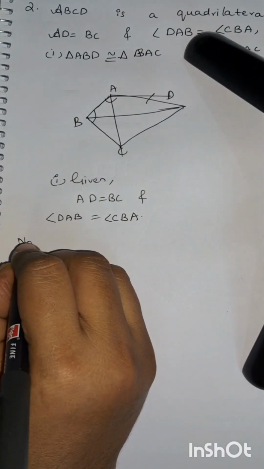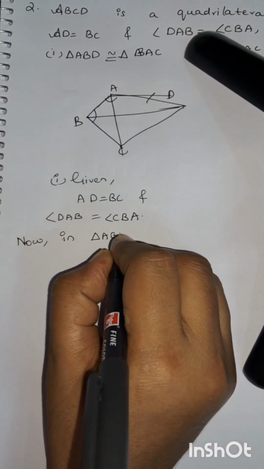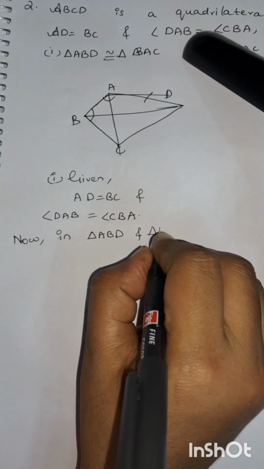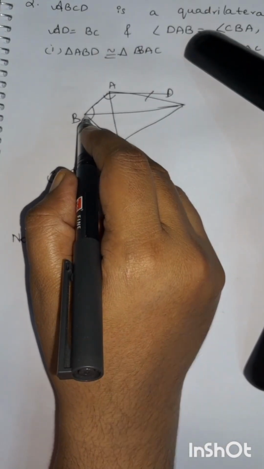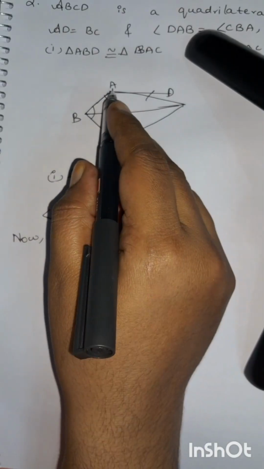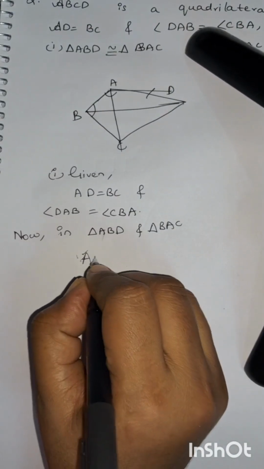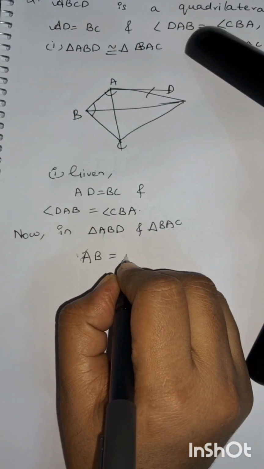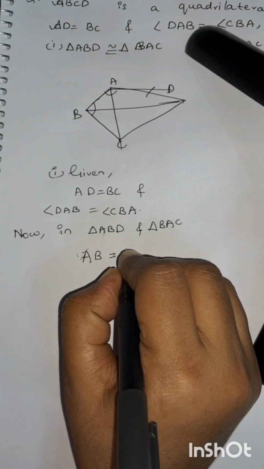Now, in triangle ABD and BAC, what is the common side in both the triangles? We can just check what the common side is here. Common side is nothing but what? AB, yes or no? AB is nothing but the common side, in the triangles ABD and BAC we are checking. So AB is equal to AB is the common side, right?